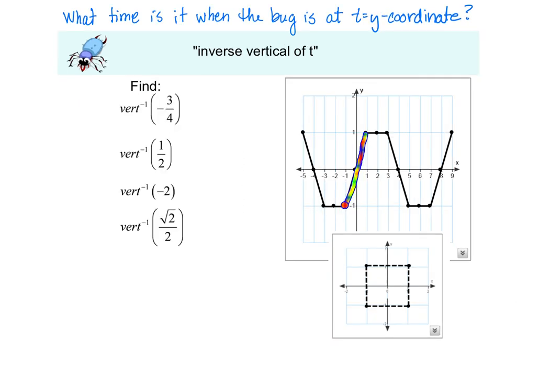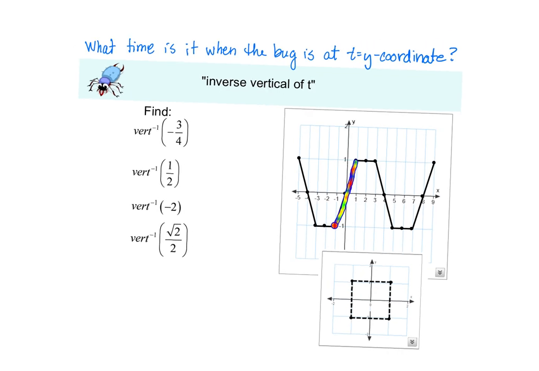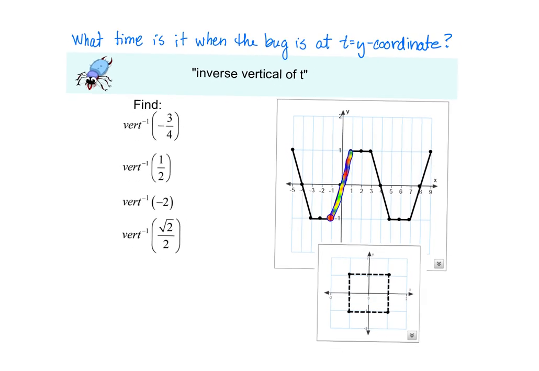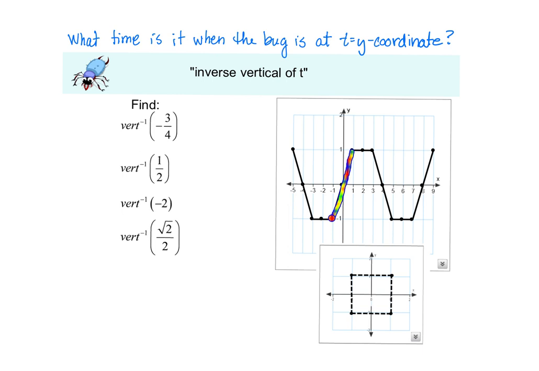Now let's find some inverse vertical values. Now remember, it's the inverse. So this value that's inside the parentheses is the y-coordinate of the bug. That is the y-coordinate. The output is the time. What time is it when the y-coordinate is -3/4? And for this, we have to consider the restricted domain on our vertical function. So I have it highlighted here.